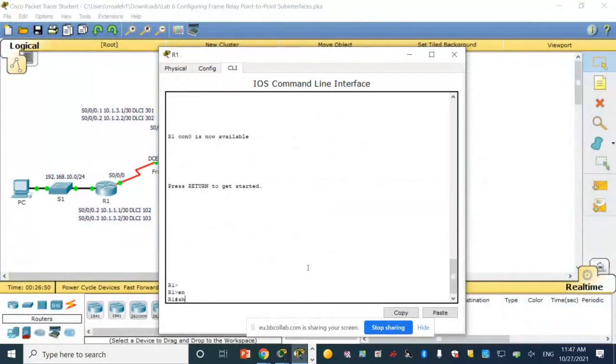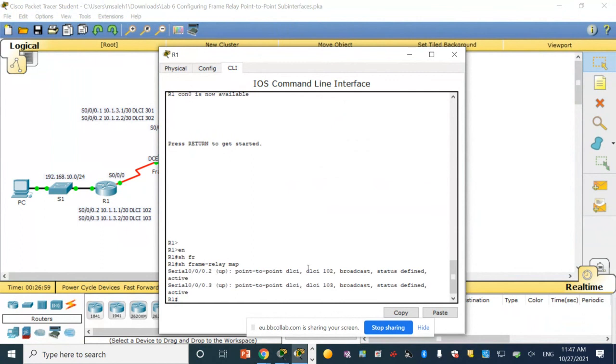Enable. If I type show frame relay map, it will show me the mapping. Okay, you see here, we have a sub-interface dot 2, and it is mapped to router 2. We have another one, dot 3, and it has a DLCI to router 3, 103. Okay, excellent. Show frame relay map. It is written in page 3. Also, it's in the theory lecture.